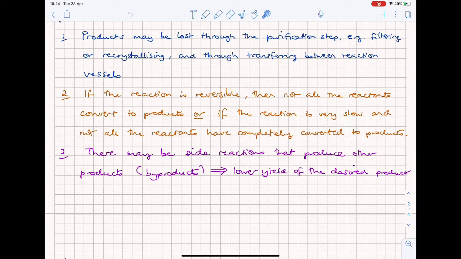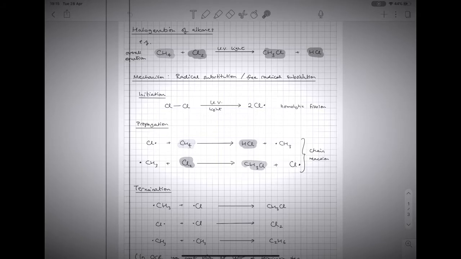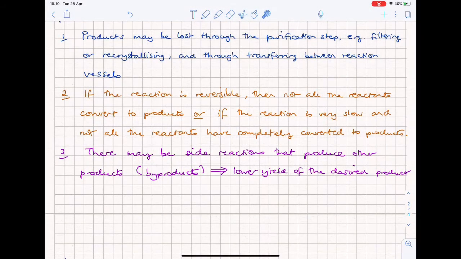The last reason that you may not get 100% yield for a particular reaction, we've seen before in a previous topic, and that is the fact that you may get side reactions. And we looked at this when we looked at reactions involving radicals, where you've got many different side reactions that could occur. So those side reactions mean that you use up the reactants to produce other things other than your desired product. So therefore, the percentage of desired product is going to be low. So reactions that can produce lots of different other products or byproducts will generally have lower percentage yields.